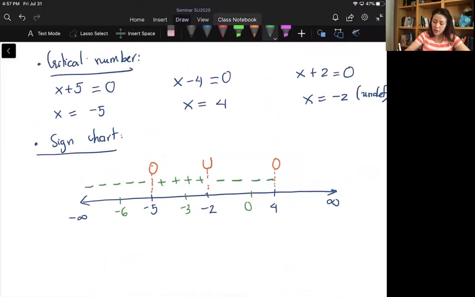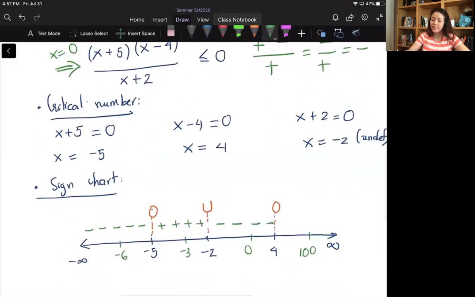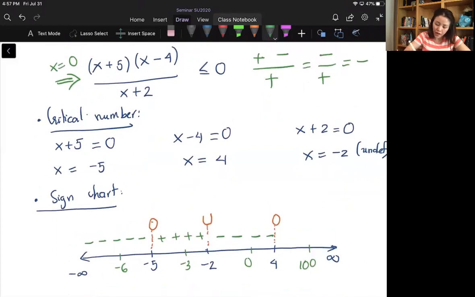And between 4 and infinity, I'll pick 100, just to show you it doesn't matter. Any number you pick between 4 and infinity works. If I have 100 here, plus 5 is 105, so that's positive. 100 minus 4 is 96, also positive. And the bottom, 100 plus 2 is 102, that's also positive. So the top gives me a positive, the bottom also gives me a positive, the net is positive.